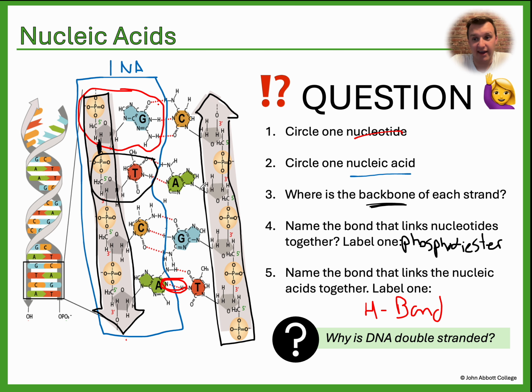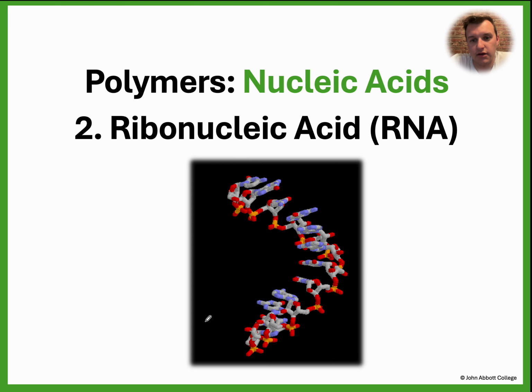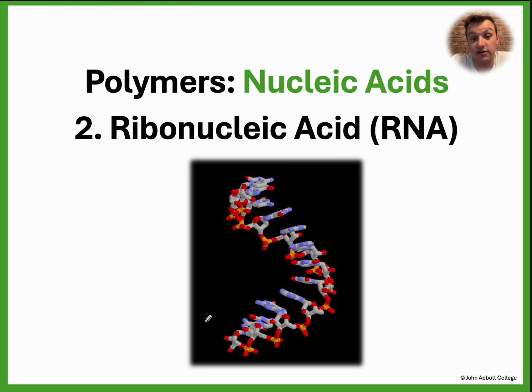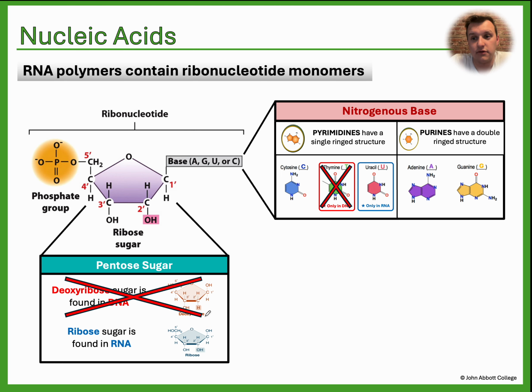Okay, that was DNA, right? And I want you to notice something. G is always paired with C. T is always paired with A. C is always paired with G. A is always paired with T. Okay? Now, let's look at ribonucleic acid, RNA. All right?